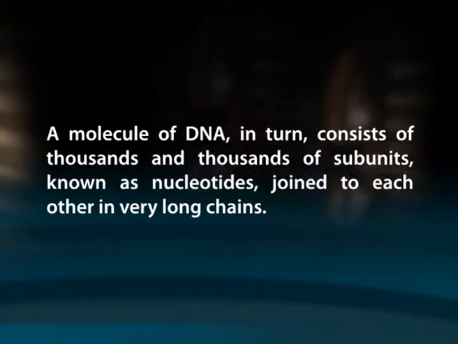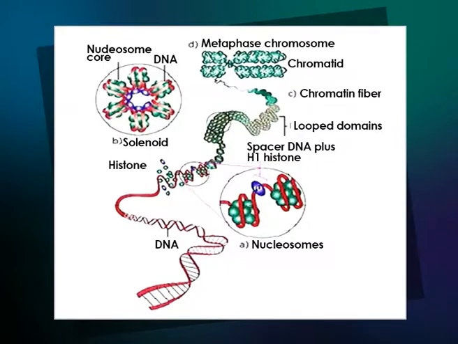Today, we know that a chromosome contains a single molecule of DNA along with several kinds of proteins. A molecule of DNA in turn consists of thousands and thousands of subunits known as nucleotides joined to each other in very long chains. A single molecule of DNA within a chromosome may be as long as 8.5 centimeters. To fit within a chromosome, the DNA molecule has to be twisted and folded into a very complex shape.